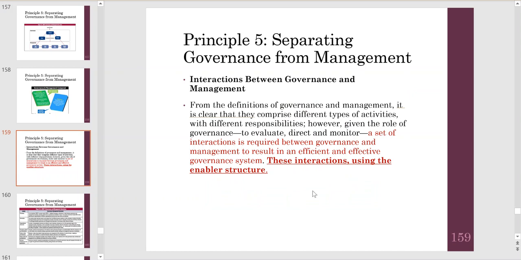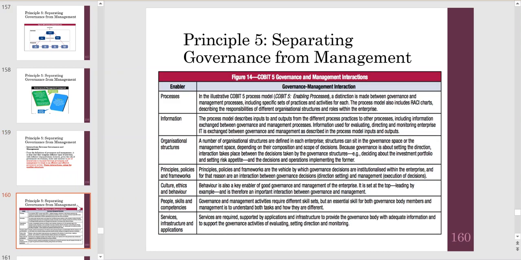And we can do the same as well using the enablers, the 7 enablers. Just see this diagram, because this is the most important diagram here. We have the 7 enablers here. So I'm just speaking about the interaction between governance and management. Within processes, I have explained many times this morning that we have 37 processes, 5 for governance and 32 for management. We have 1 domain for governance, 4 domains for management. So it is very clear which processes are for governance, and which processes are for management.